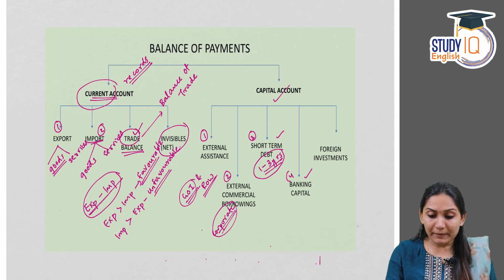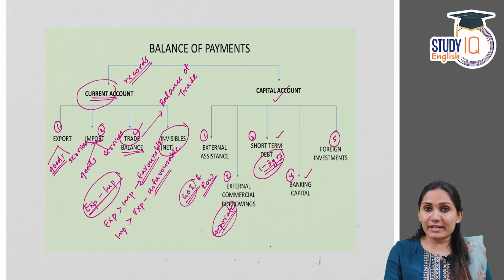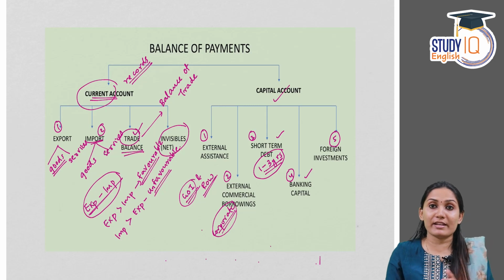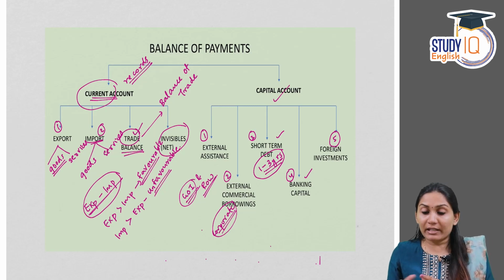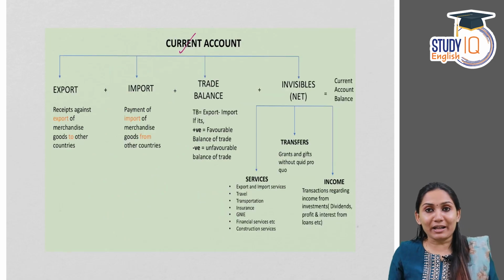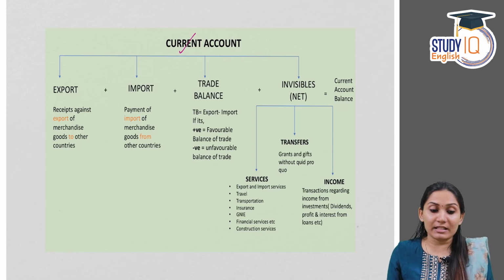Next is banking capital, and fifth is foreign investment. Again, foreign investments can take place in two forms: foreign institutional investment and foreign direct investment. We'll come to the details. Now we are coming to the current account in detail. Within the current account, we will see all the components in detail.